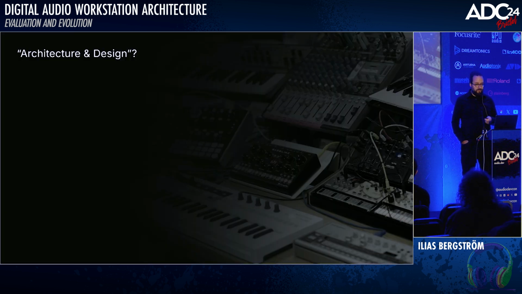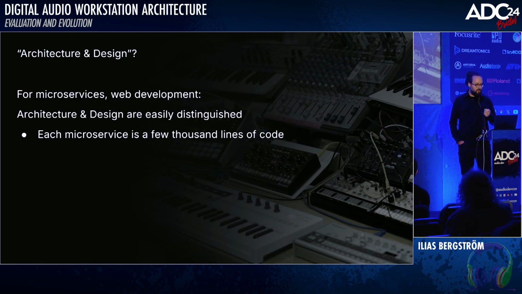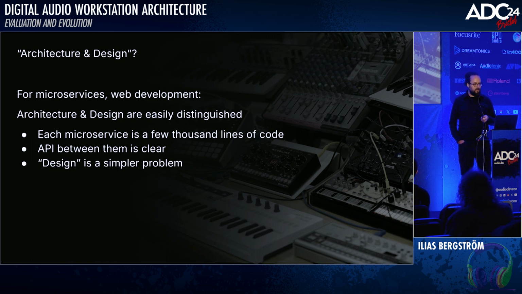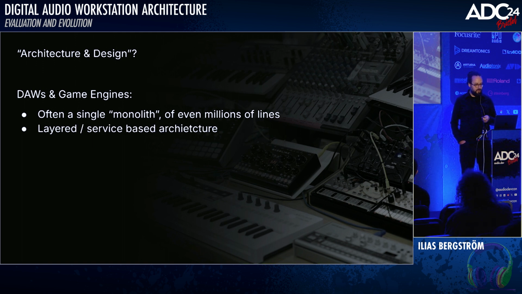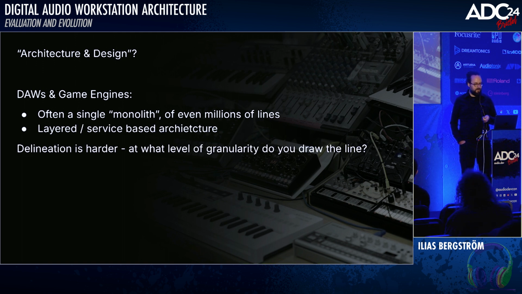So I'll wrap up with a bit of discussion. In a distributed web, architecture and design are easily distinguished. In microservices, I've never worked with them, but from what I understand, each one is a few thousand lines of code. The API between them is clear, and crucially, it's enforced because they might even be written in different languages and running on different computers. So design, in that sense, for each of the microservices is a simpler problem, and you can easily tell them apart. But in the case of a DAW or a game engine, which is usually a single monolith of millions of lines often, the architecture is usually layered or service-based or a combination of the two.